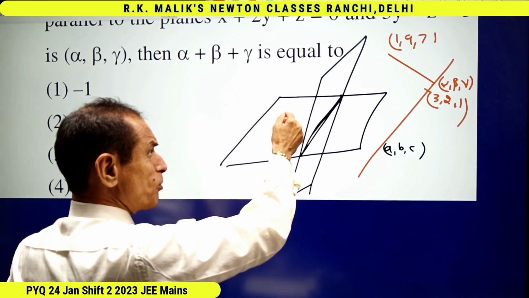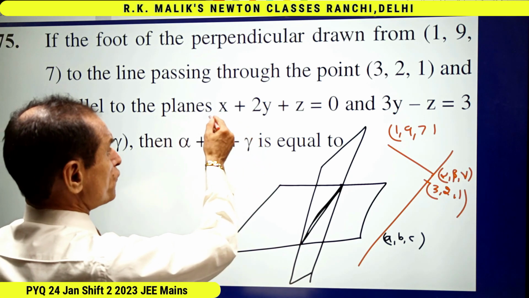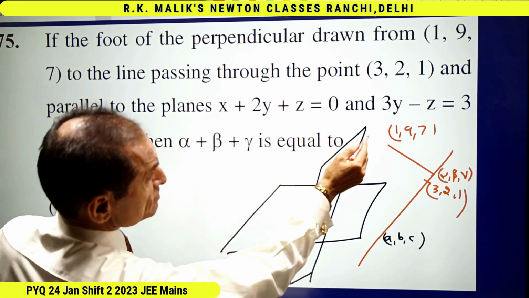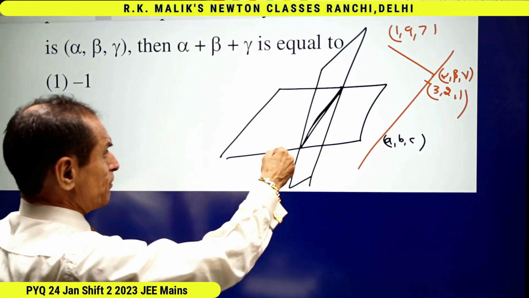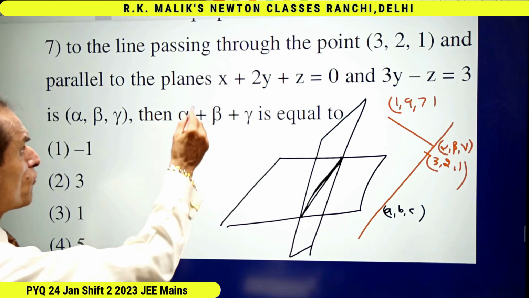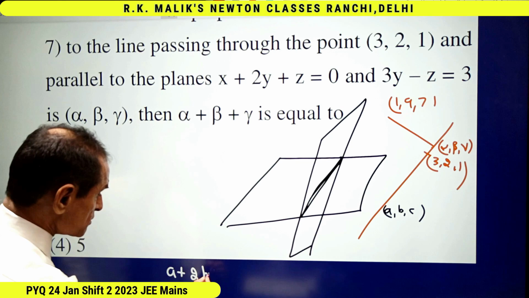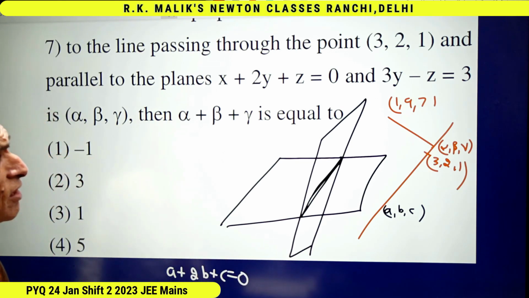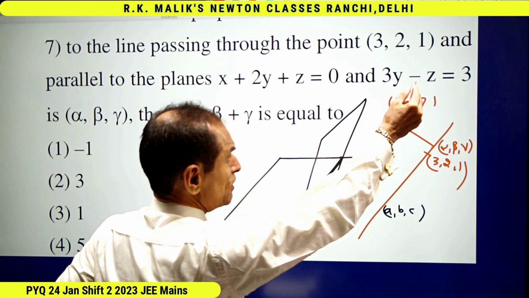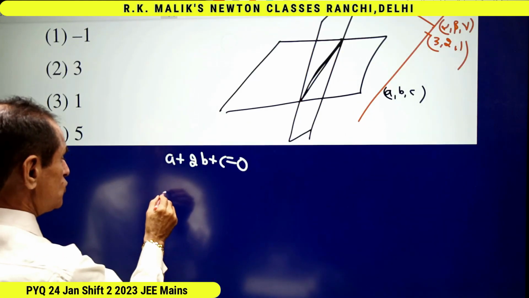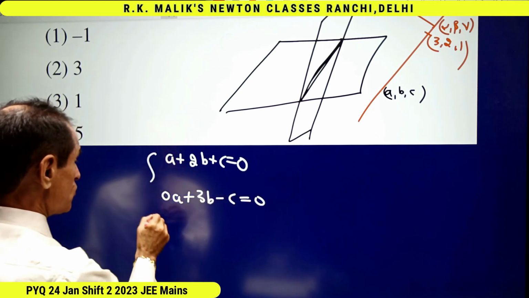Hence, to find the values of a, b, c, we'll proceed this way: because this line is perpendicular to the normal of this plane and this plane also, and the direction ratios of the normal to the first plane are 1, 2, 1 and the second plane are 0, 3, minus 1. Hence, from these coefficients I can say a plus 2b plus c will be 0, and from the second, 0a plus 3b minus c equals 0.